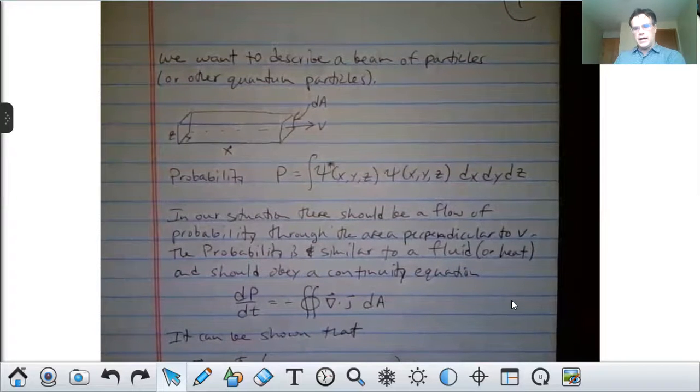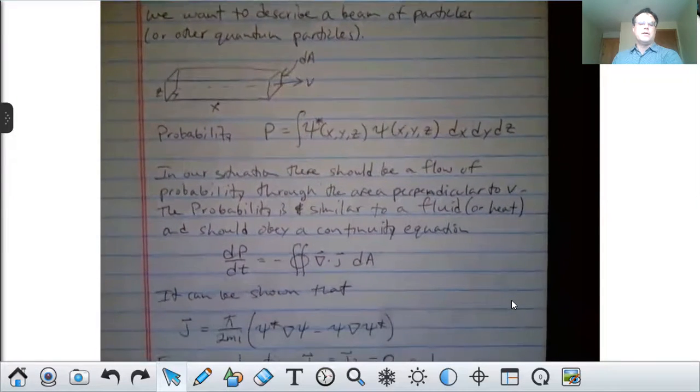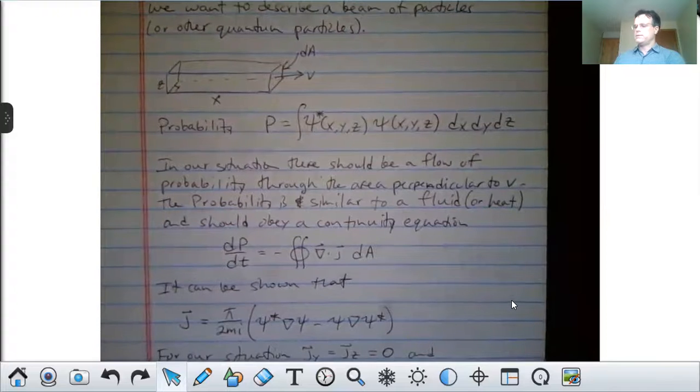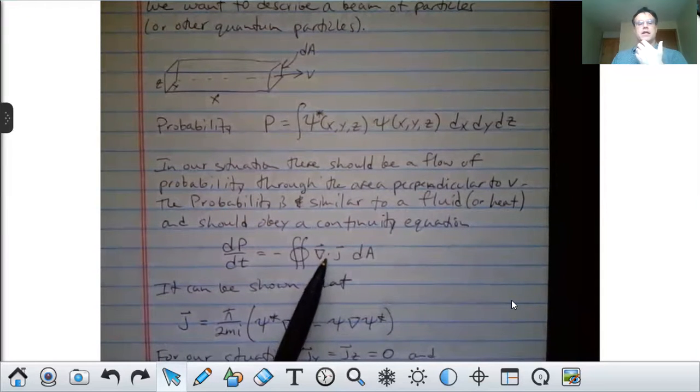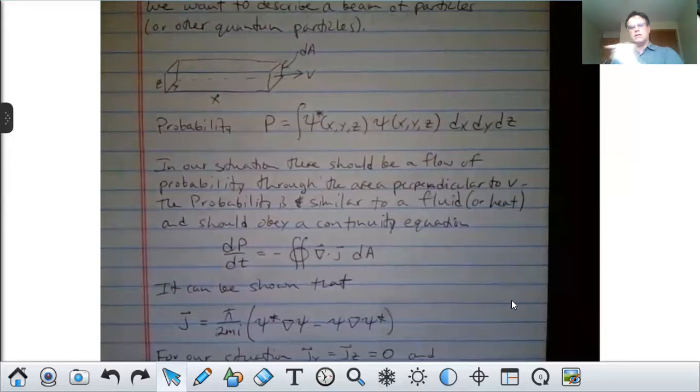And I'm not going to derive the expression for probability current here. It can be done using the Schrodinger equation. Maybe I'll make a video on that later if there's interest, but it can be shown. And again, the upside down triangle sign here, if you haven't seen it, is a gradient. It's just derivatives in the x, y, and z directions, along the unit vectors i hat, j hat, and k hat, along those specific directions.